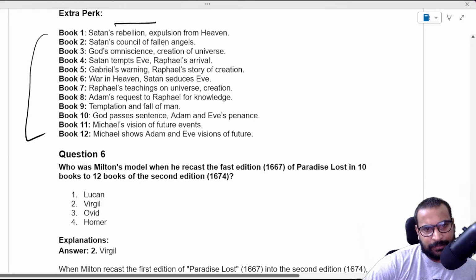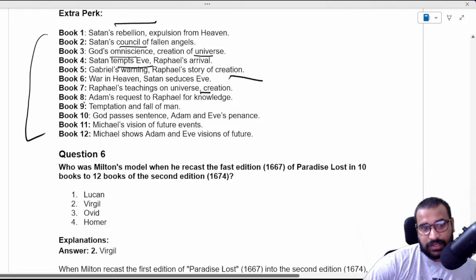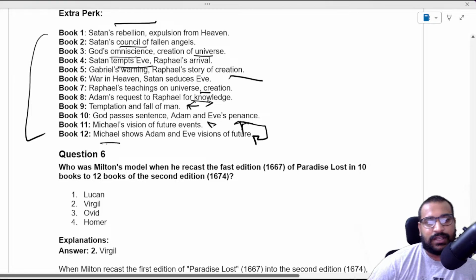First book, Satan's Rebellion. Book 2, Satan's Council of Fallen Angels. Then God's creation of the universe. Book 4, Satan tempts Eve. Gabriel's warning, Raphael's story of creation. Book 6, War in Heaven. Satan seduces Eve. Book 7, Raphael's teaching on universe creation. Book 8, Adam's request to Raphael for knowledge. Book 9, The Fall of Man. Book 10, Adam and Eve's Penance, Michael's vision of the future. It was in book 11. And book 12, again, Michael shows the vision. So these two: if they ask about Michael, remember he has appeared in the last two books.